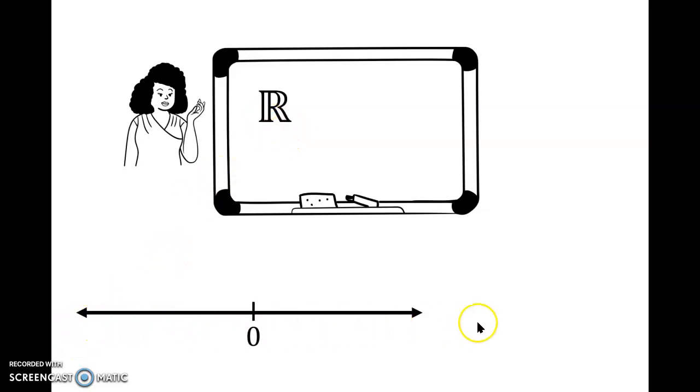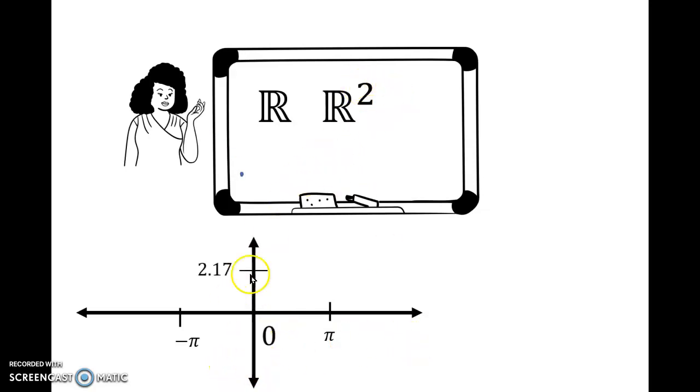And if I was going to just graph R, I'd probably draw a number line with a 0 in the middle and a positive side and negative side. And I could map every single real number on this number line. Now, R squared is, surprise, surprise, in the second direction. And we think of this as like an x-y coordinate system where any point is identified with two numbers, in this case pi and 2.17.